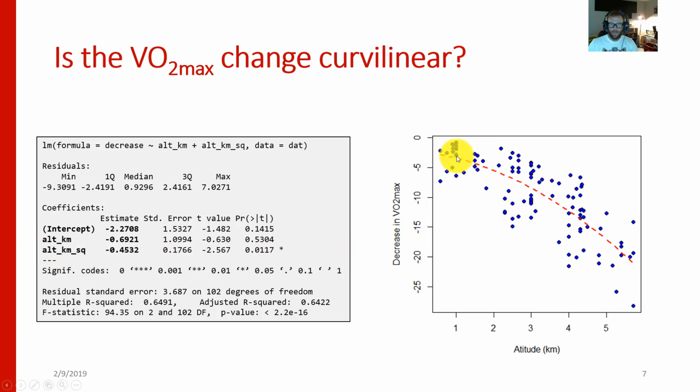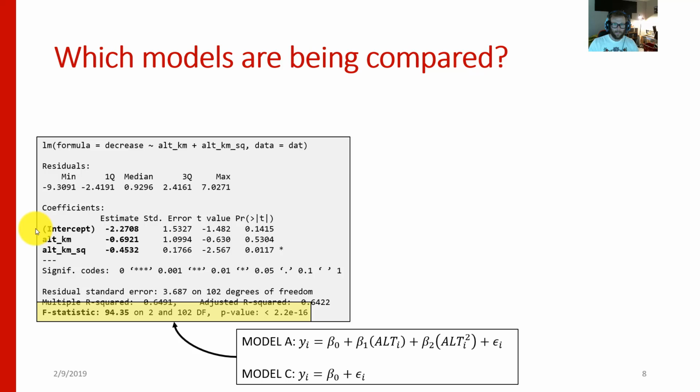So this is the ultimate output of our model, right? This dashed red line. But how do we make a decision about whether or not the model as a whole is good, or which of these individual parameters we think are really explaining significant variation in our data? Well, in order to make those comparisons, we have to compare different Model A's and Model C's.